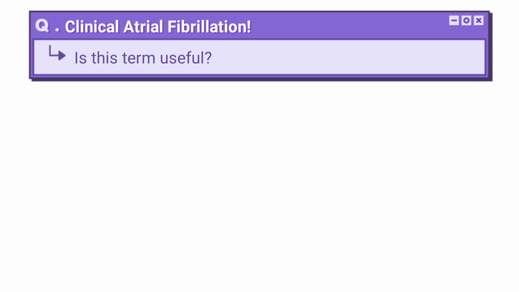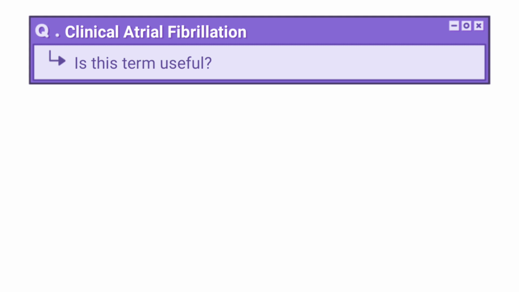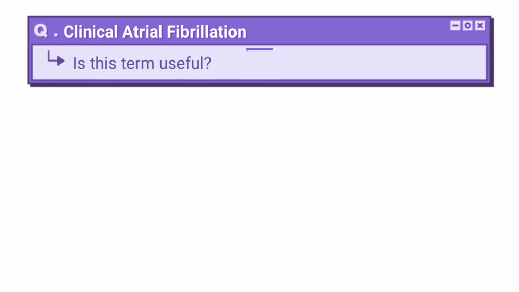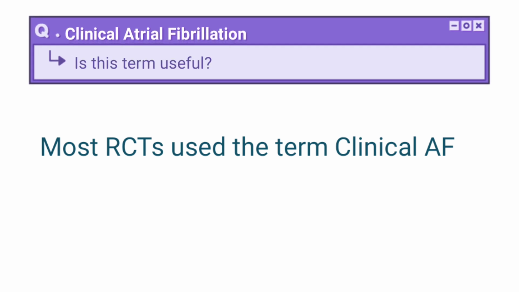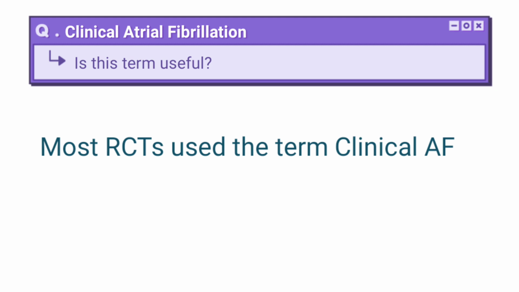With the increasing availability of wearable devices and other continuous monitoring technologies, the difference between clinical and subclinical AF has become increasingly blurred, and the term clinical AF is felt to be less useful. However, the term was kept because most of the evidence from randomized trials that have led to guideline recommendations for the treatment of AF refers to clinical AF.